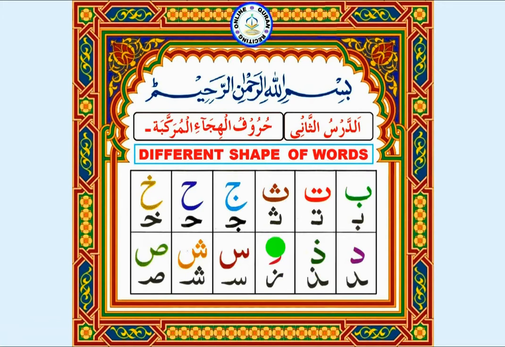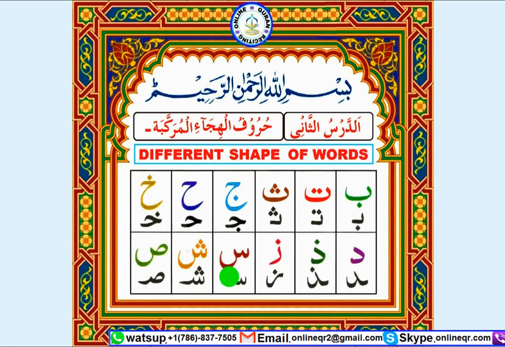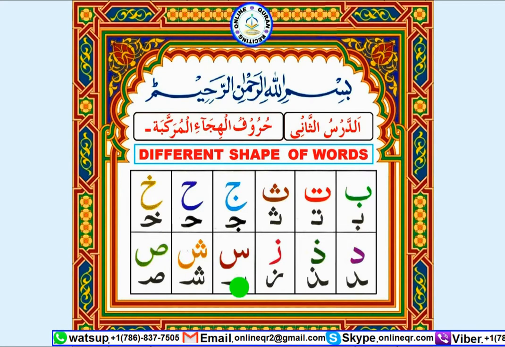This is Za. After using in sentence, its shape becomes like this. This is Seen. After using in sentence, its shape becomes like this.